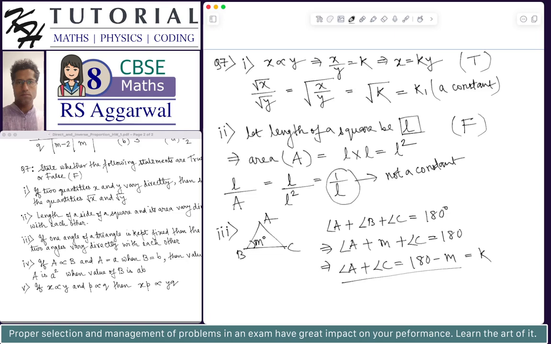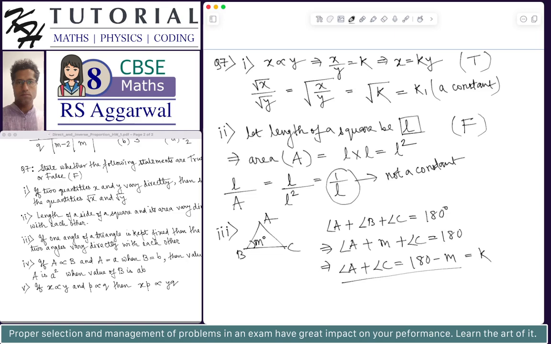Now, to understand whether the other two angles, angle A and angle C, vary directly or not, we can see that their sum is a constant. But if the sum of two quantities is a constant, that is not the definition of the fact that they are in direct proportion.